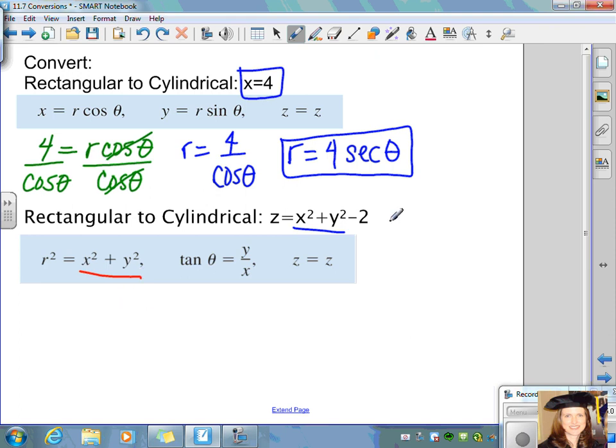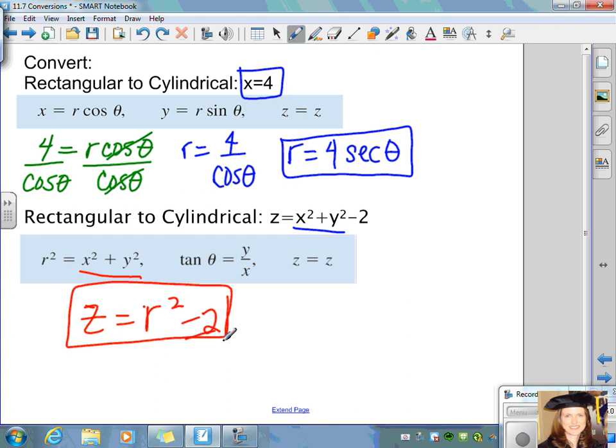So our equation becomes z equals, and we're going to replace the x squared plus y squared with r squared, minus 2. And that's basically it. Our surface of the elliptic paraboloid in space using cylindrical coordinates is z equals r squared minus 2. Notice it is a little bit simpler than our z equals x squared plus y squared minus 2 using the rectangular system.